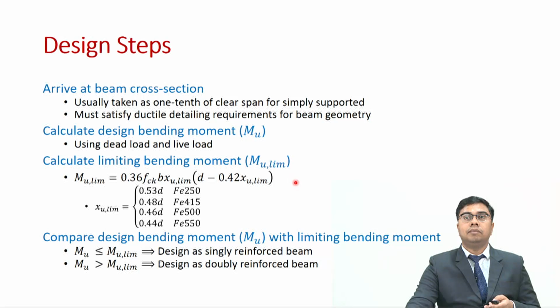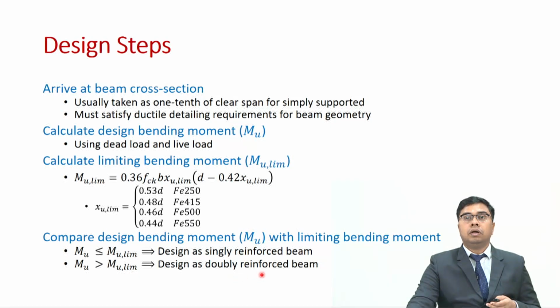What is limiting bending moment? Limiting bending moment is the maximum bending moment that can be carried by a beam which is having reinforcement only in the tension, which means a singly reinforced beam can carry at max a moment equal to MU limiting. So, if your design bending moment MU is less than or equal to MU limiting, then you can design the beam as a singly reinforced beam, and if your MU exceeds MU limiting, then you will be designing it as a doubly reinforced beam.